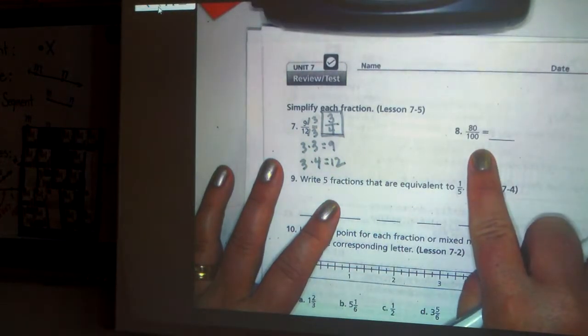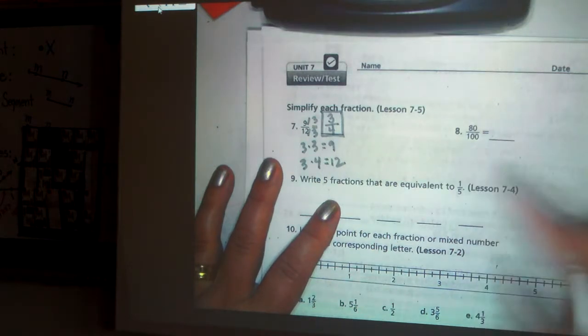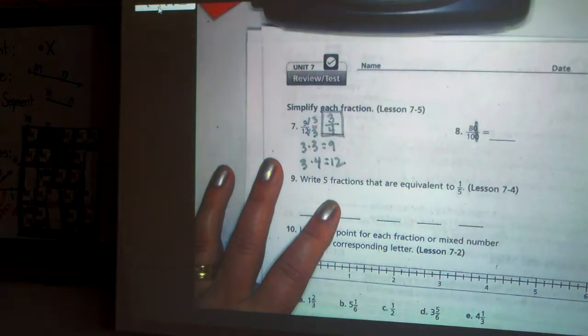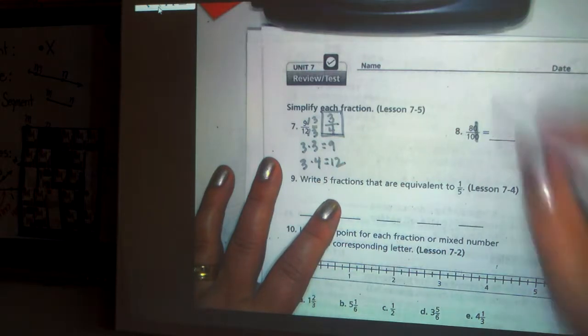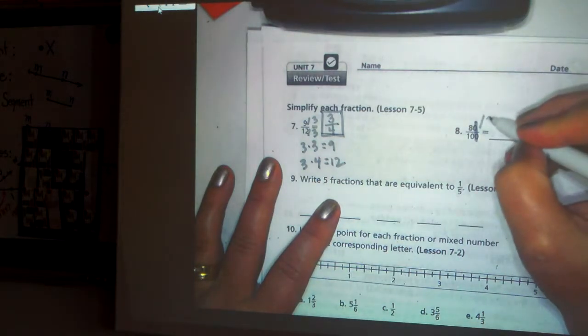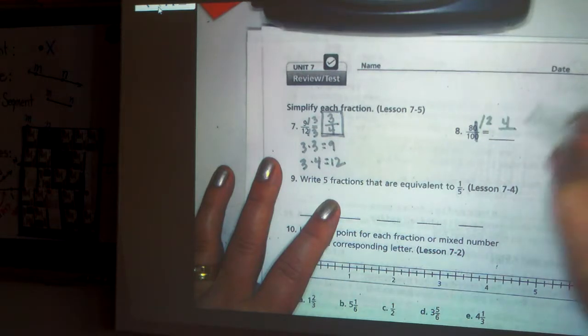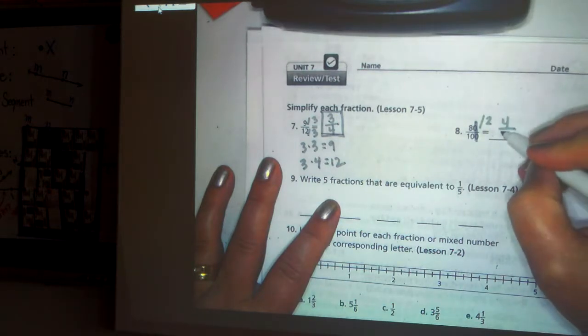When I look at 80 hundredths, right away I know that I can scale down by 10, and it can become 8/10. I also know that 8 and 10 are even numbers, so I can scale down by 2, and 8 divided by 2 is 4, and 10 divided by 2 is 5.